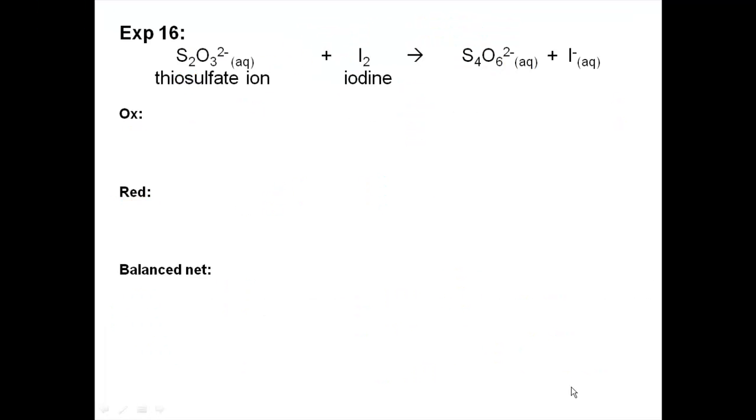Now that we've refreshed our memory on balance and redox, let's balance the redox equation involved in experiment 16. We have thiosulfate reacting with iodine. In this reaction, we need to figure out what's being oxidized and what's being reduced. Looking at this, we see that thiosulfate is being oxidized, so we bring that down. And we see that iodine is being reduced.